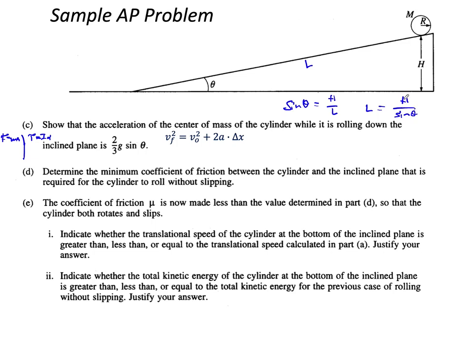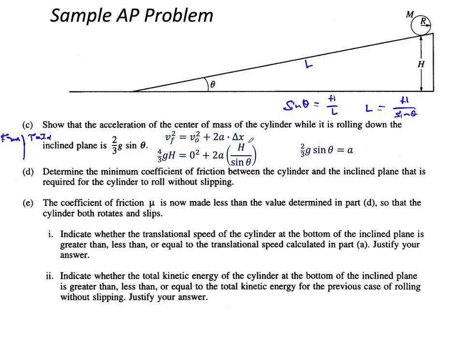So if we use that idea, we can plug in all our numbers. V final squared is this, that's our answer before without the root symbol. Our initial velocity is 0, 2 times the acceleration, and our delta x is the length, which is h over sine theta. Solving that, we get exactly what they said we should get, but without a lot of algebra. D is a little bit more ugly.